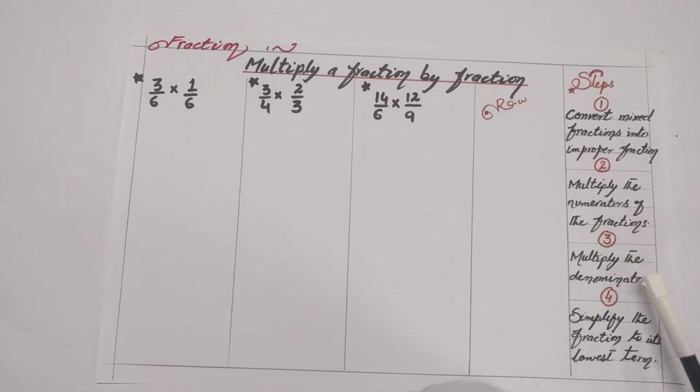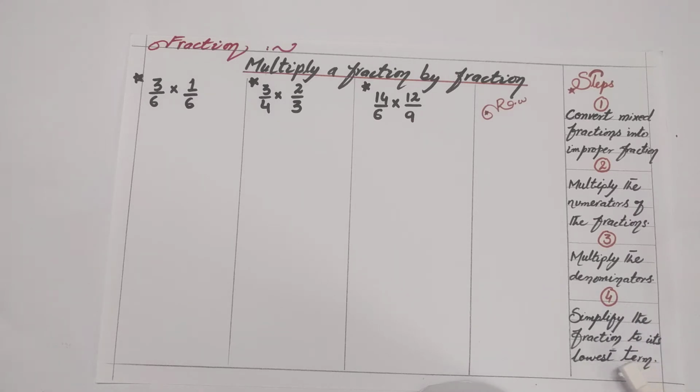Third step, multiply the denominators. Means after converting the mixed fraction into improper fraction, you will multiply the numerators of the fractions and multiply the denominators of the fractions. And if your fraction is already in the form of proper or improper, then you will directly move to the second step. After the multiplication of the numerators and denominators, simplify the fraction to its lowest term.